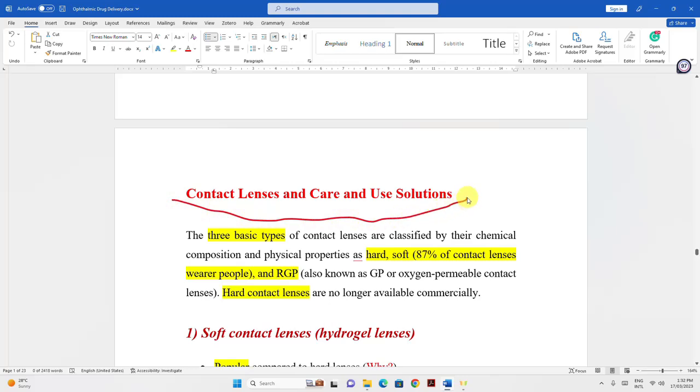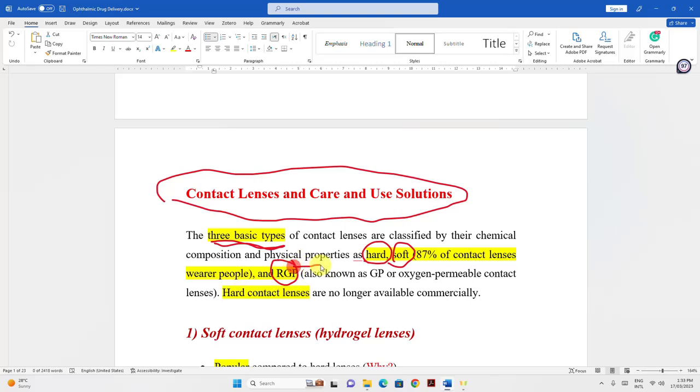And now we are going to talk about contact lenses, okay, and how to care for them. What are the solutions, pharmaceutical solutions, that are used to care for contact lenses? Well, there are three types of contact lenses, okay. One of them has been replaced, okay, is no longer there, but let me tell you the types. One is the hard contact lens, the second type is the soft, and the third type is the rigid gas permeable contact lenses, or simply gas permeable lenses, or oxygen permeable contact lenses.